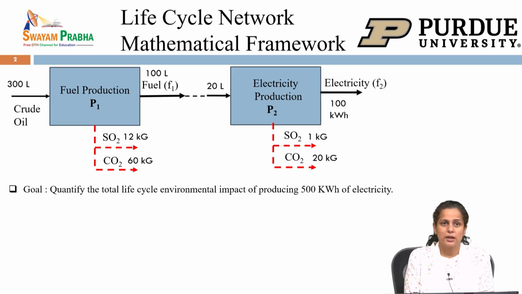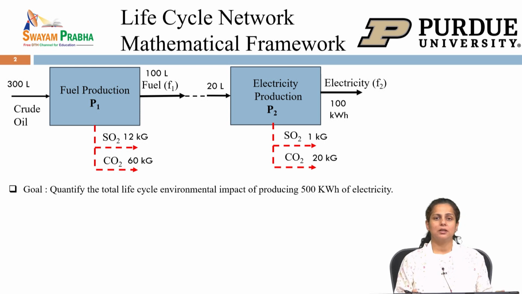In this network we have two products, fuel and electricity. Your F1, which is the final demand from the network for fuel, determines how much fuel will be going out, and F2 is the final demand that determines how much electricity is going out. When we say that the goal is to quantify the life cycle environmental impact of producing 500 kilowatt hour of electricity, we are setting F2 to be 500 and F1 to be 0, because we are not interested in the fuel production going out of the network.